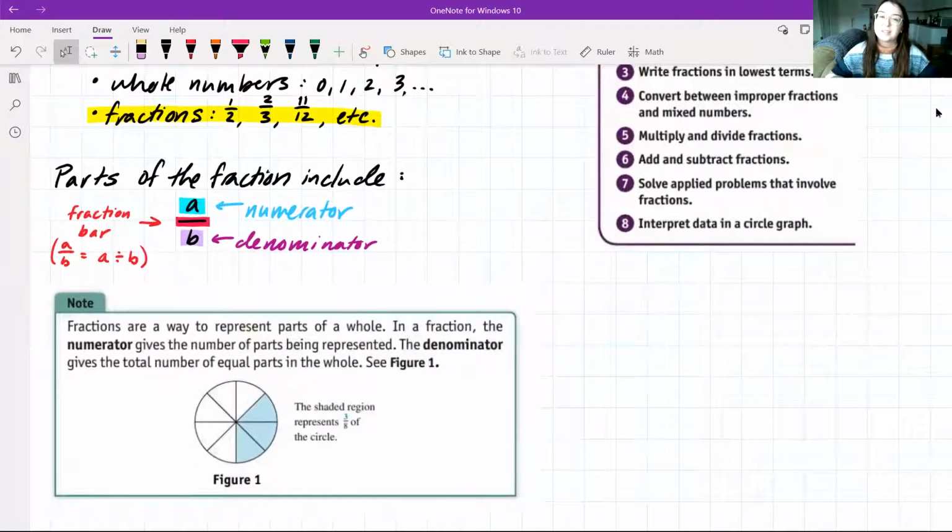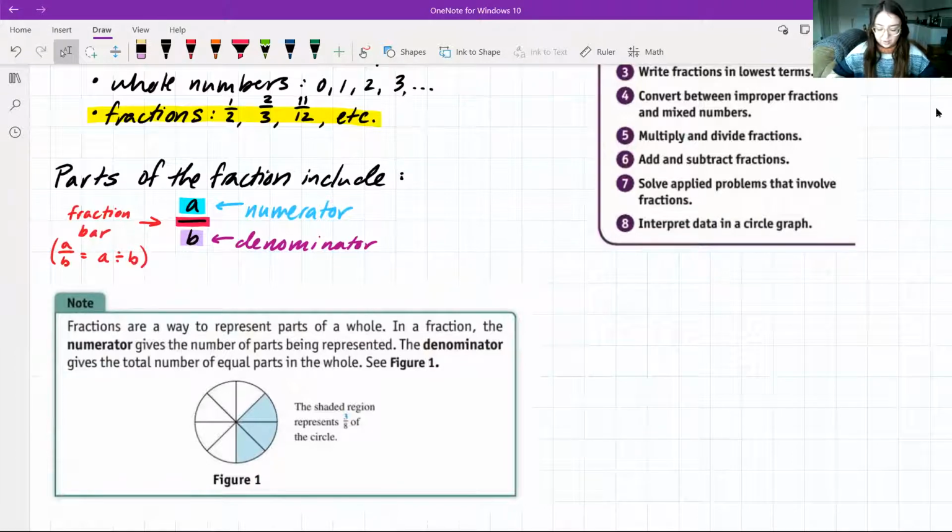A note, this is taken from your book, so if you would like to see it in your book, you can always check there as well. Just to note, fractions are a way to represent parts of a whole. In a fraction, the numerator gives the number of parts being represented. The denominator gives the total number of equal parts in the whole.